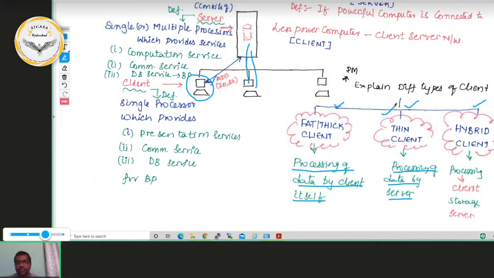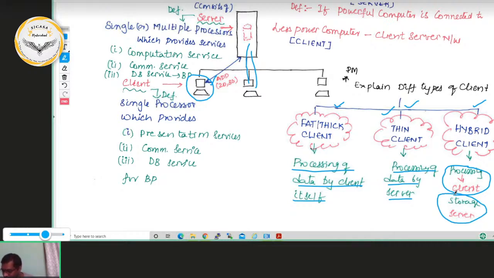Thin client is nothing but if the processing of data is done by the server, it is called a thin client. And the last one is called a hybrid client. What do you mean by hybrid client? Hybrid client is nothing but if the processing is done by the client, however, the data is stored on the server, then it is called a hybrid client. So these are the three types of clients which we have.